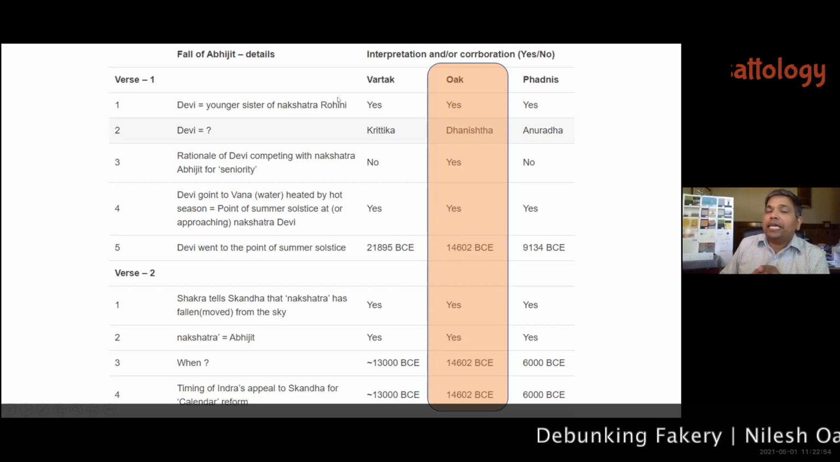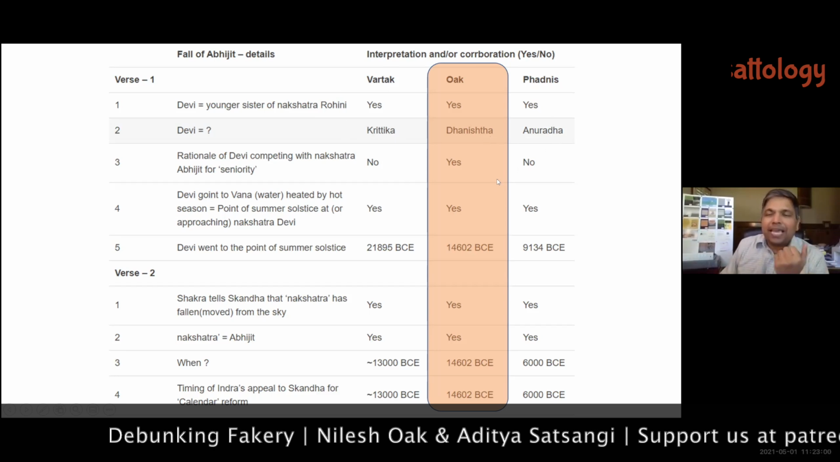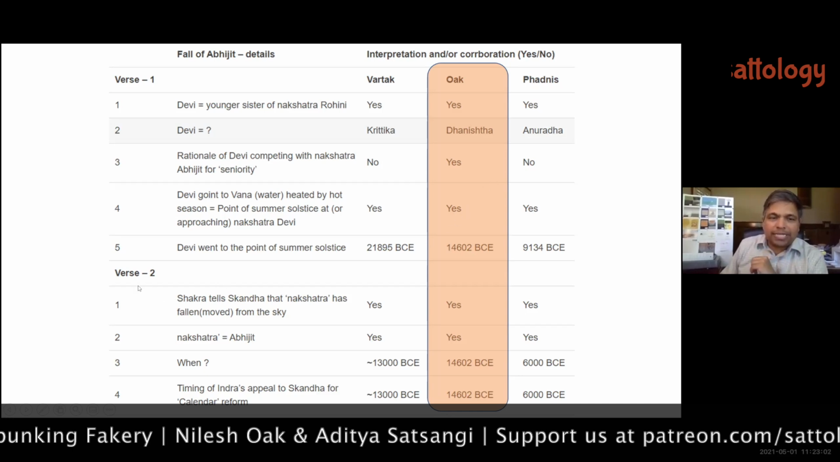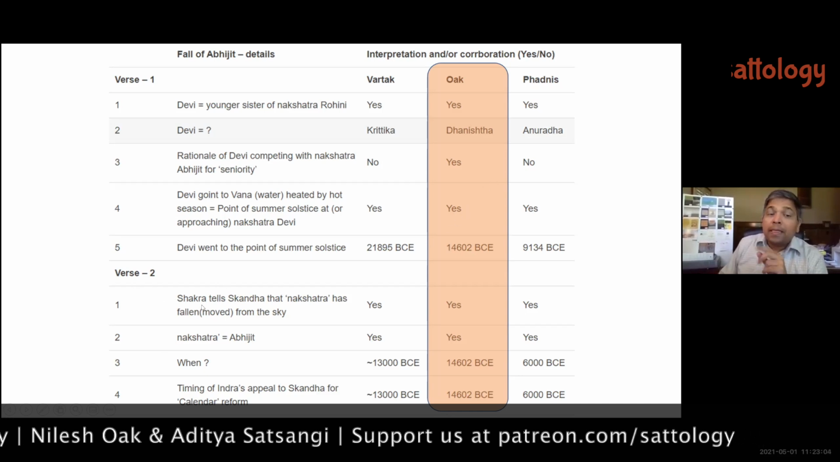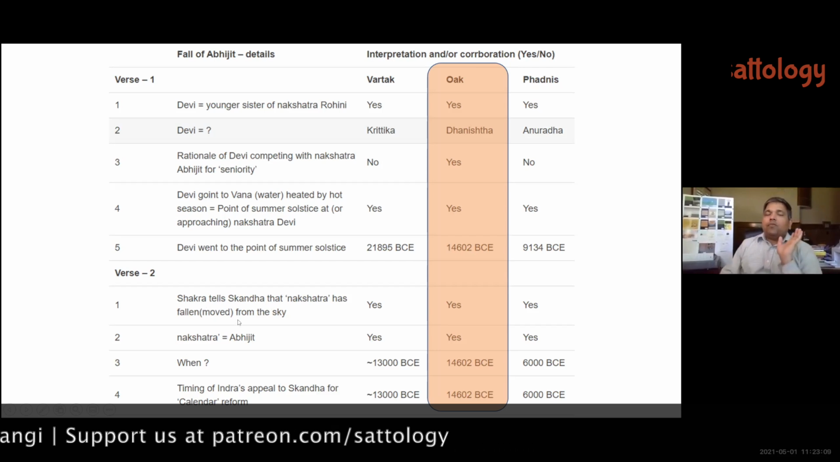Now think of it. In case of Vartak, at least the Kritika is mentioned in those 4 shloka. In case of Fadnis, the Anuradha is nowhere mentioned. Okay. And it creates more problems. Let's go quickly to the second verse. We're almost done. Now the Shakra, meaning Indra, tells Skanda that a Nakshatra has fallen from the sky.